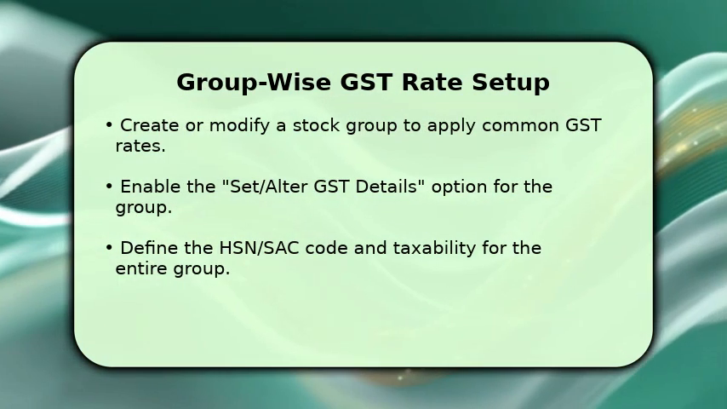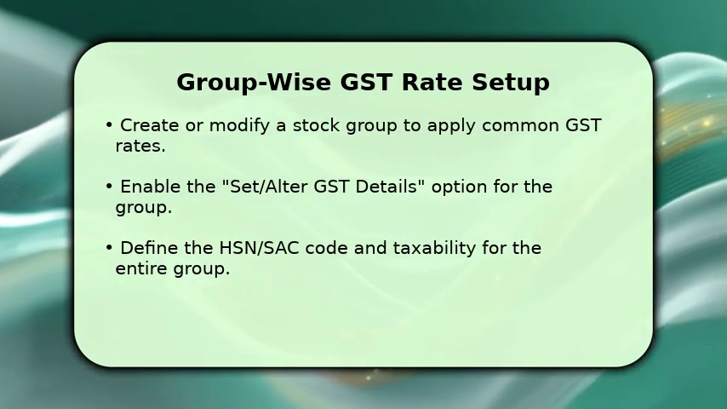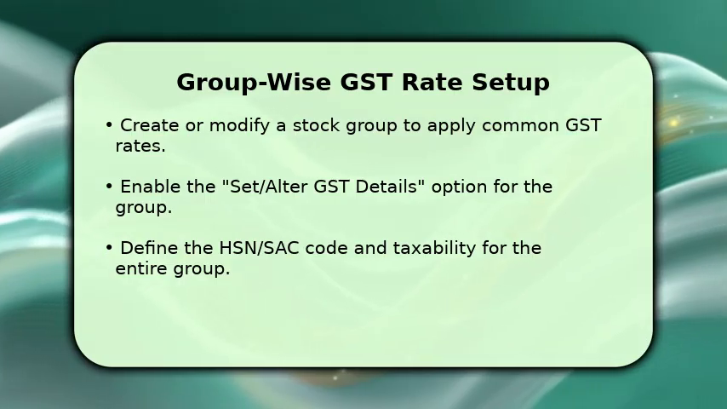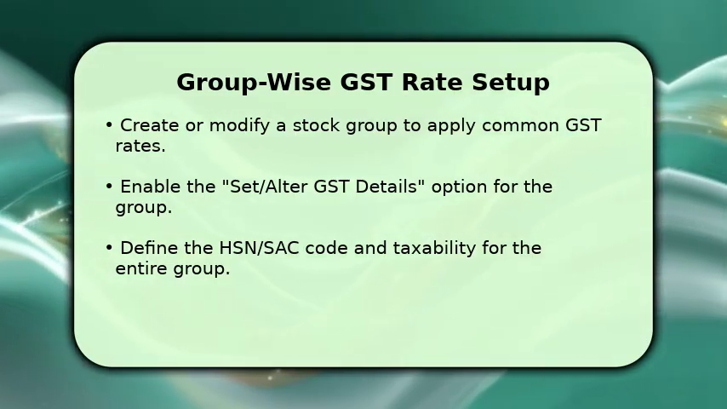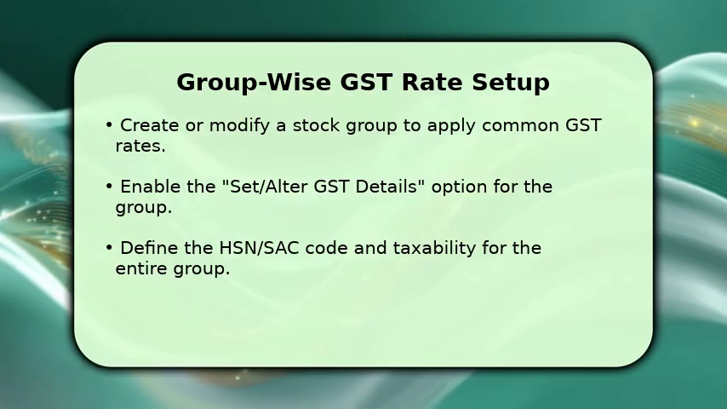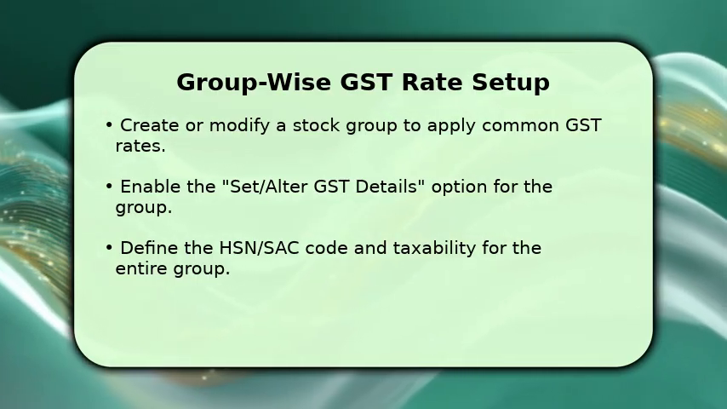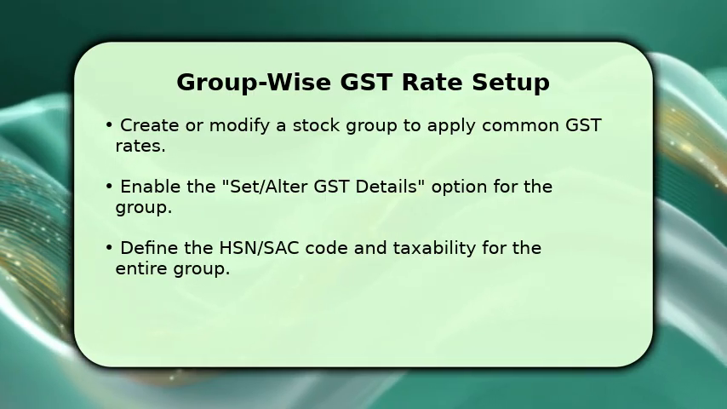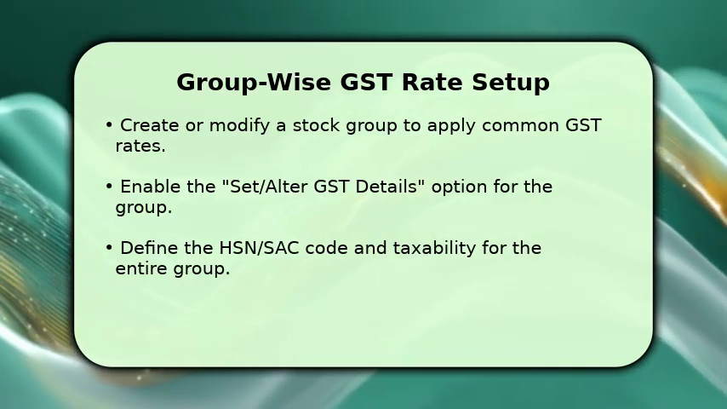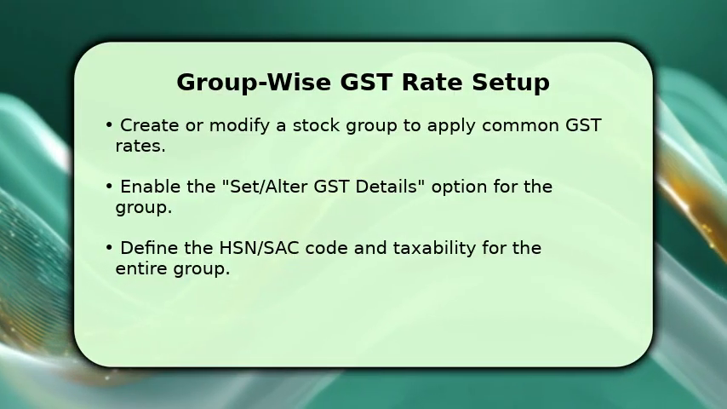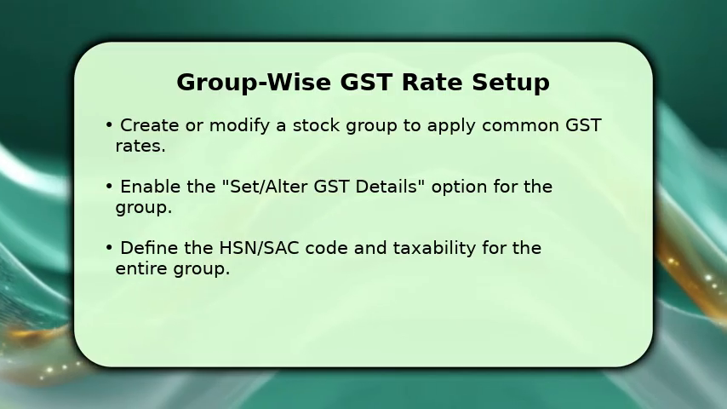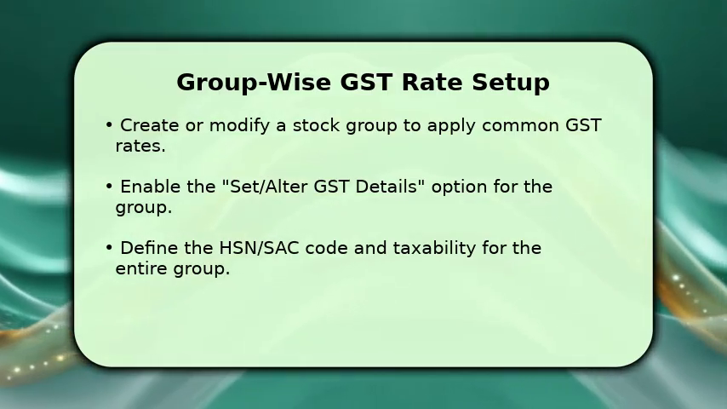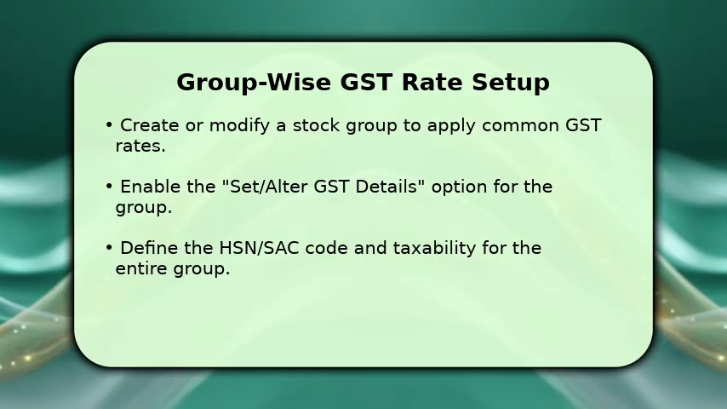For efficiency, you can set GST rates at the stock group level. This is ideal when multiple items share the same tax rate. Simply create or alter a stock group and enable the Set/Alter GST Details option. Define the HSN or SAC code and taxability for the group. Then, input the integrated tax rate, and all items within this group will inherit these tax settings. This saves significant time compared to individual item setup.